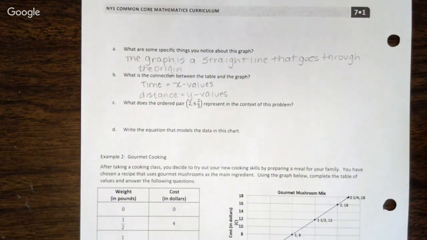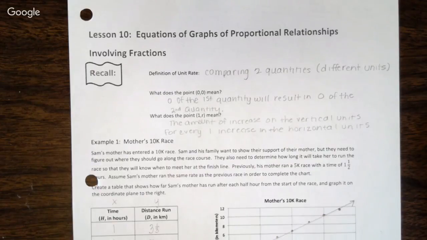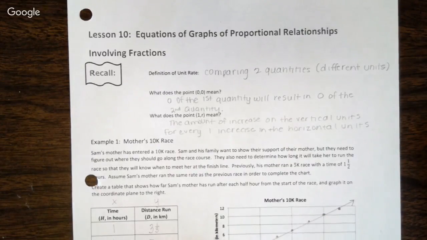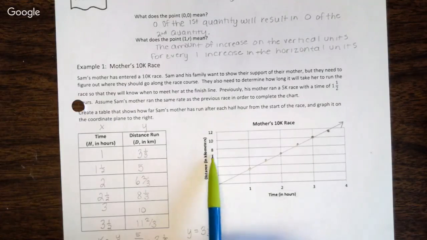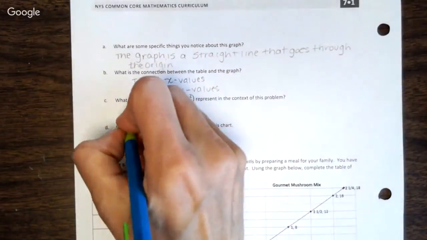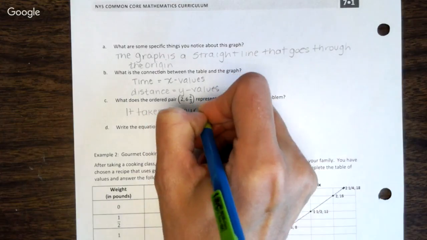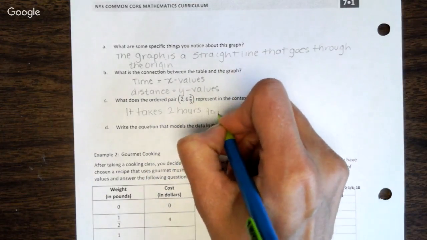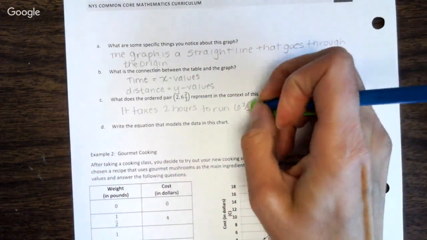And that's the same for the table and the graph. What does the ordered pair 2 and then 6 2/3 represent? Let's use the graph. 2 represents the number of hours you walk, and 6 2/3 represents the distance. It'd be nice if you could see what I just pointed to. Let's try that again. 2 is the hours, and it goes up to 6 2/3, which is the distance. So the sentence I'm going to write is that it takes 2 hours, your x value or your hours, to run 6 2/3, not miles, kilometers.